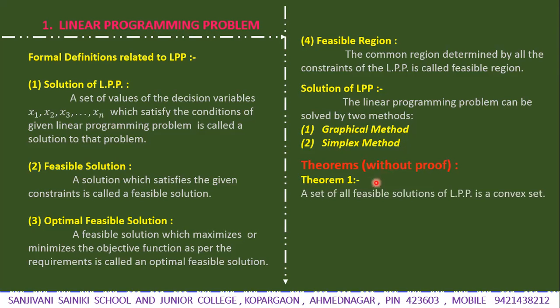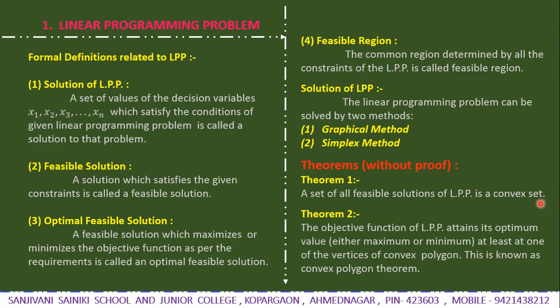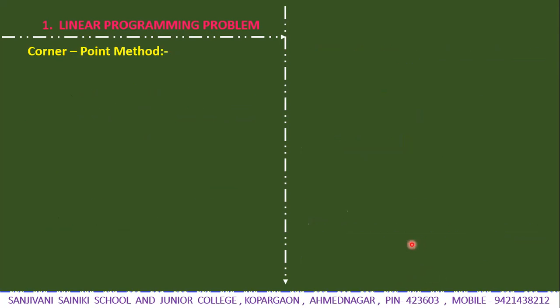Now there are two theorems related to this LPP. The first one: the set of feasible solutions of the linear programming problem is a convex set. Already we have studied the definition of the convex set. So the feasible solution is a convex set. The second: the objective function of the LPP attains its optimum, either maximum or minimum, at least at one of the vertices of the convex polygon, which is known as the convex polygon theorem.